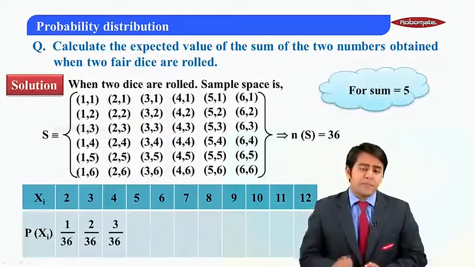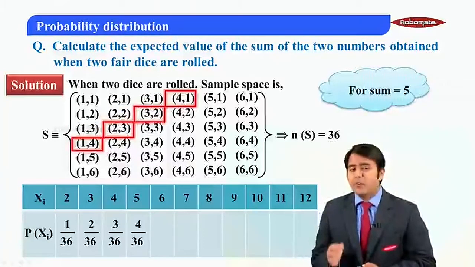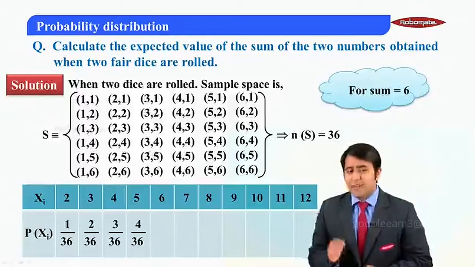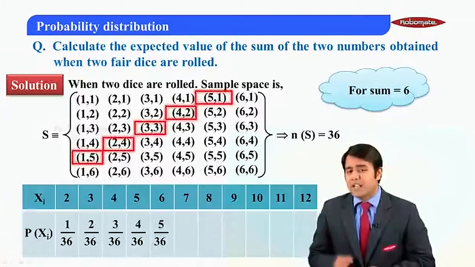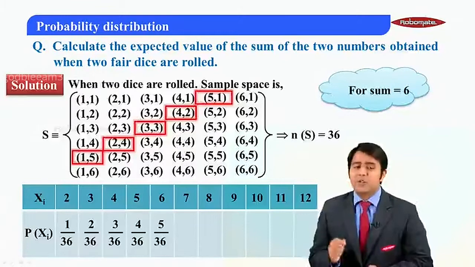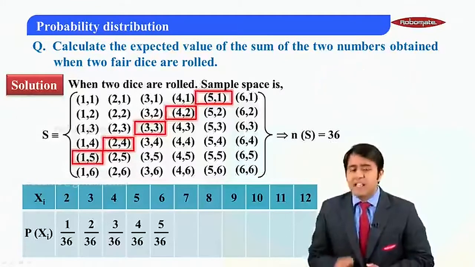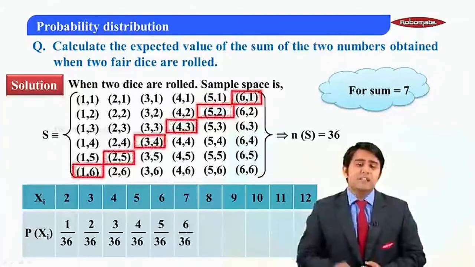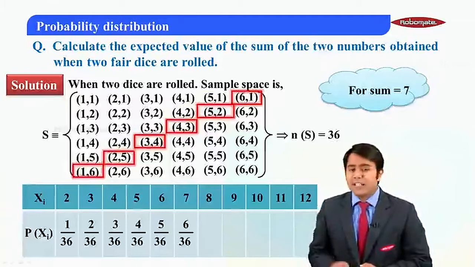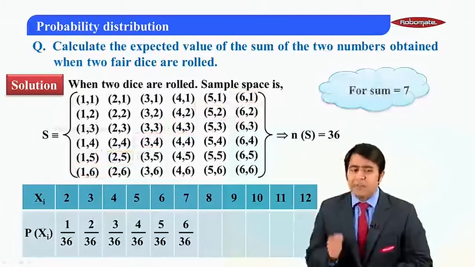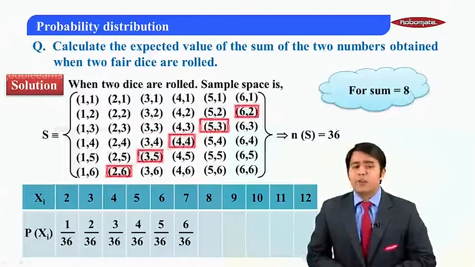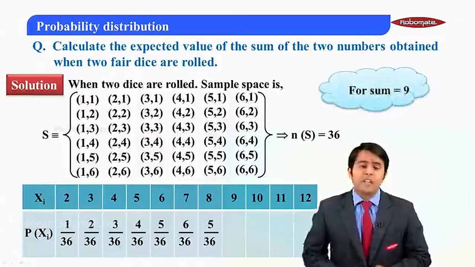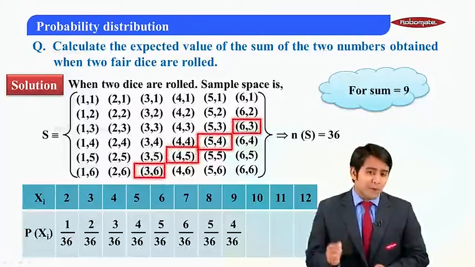Now for sum 5, the probability will be simply equal to 4 upon 36 for the following cases. For sum equal to 6, these are the following cases. The number of elements is 5, so the probability is 5 by 36. Now for sum equal to 7, these are the following outcomes. Therefore the probability is simply 6 upon 36. For sum 8, the elements are as follows, which are marked here, and the probability is 5 by 36. For sum equal to 9, the probability is 4 by 36.